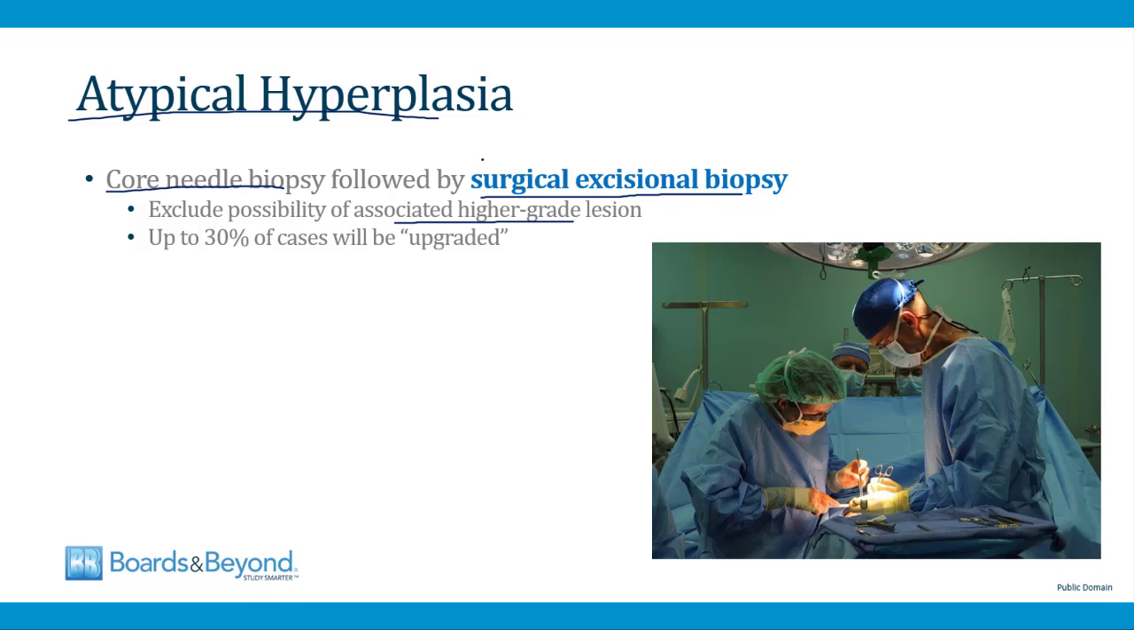So by following the core needle biopsy with a surgical excision biopsy, you can exclude another high-grade lesion, and up to 30% of cases of atypical hyperplasia will be upgraded, meaning the surgical excisional biopsy will find a higher grade lesion like carcinoma in situ or even carcinoma.